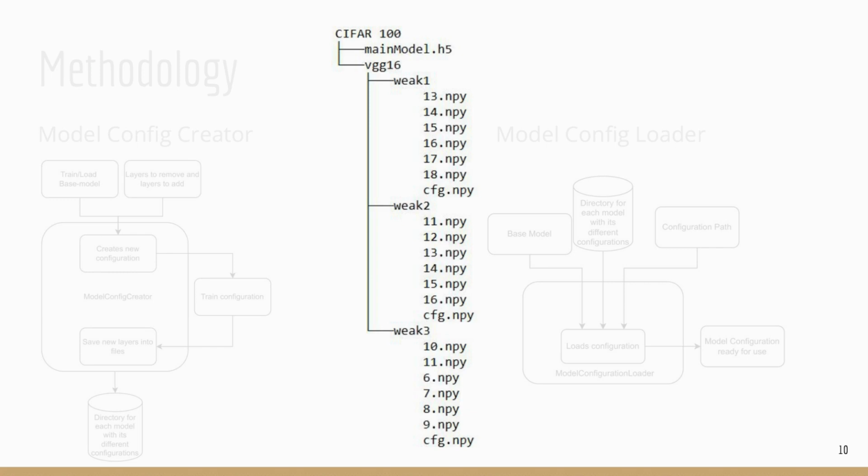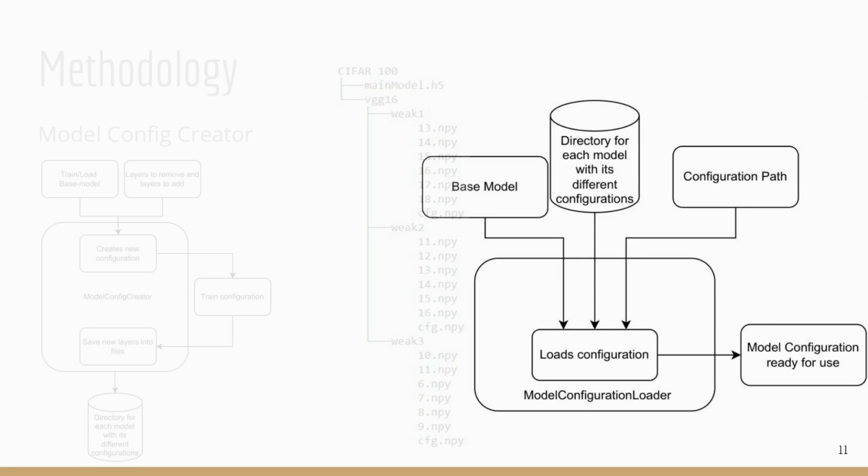Finally, the model configuration loader on the right is used to load in the configurations at runtime. So given the base model, the directory, and which configuration we would like to load, it loads in the configuration and creates a model that is ready to use at runtime.